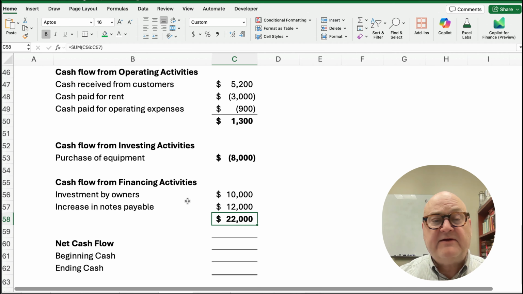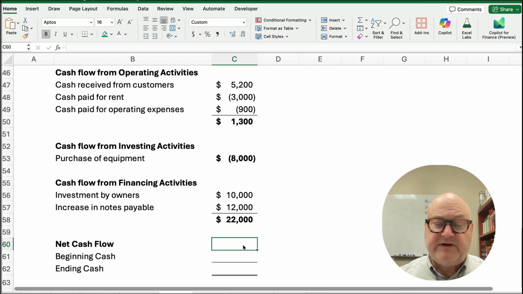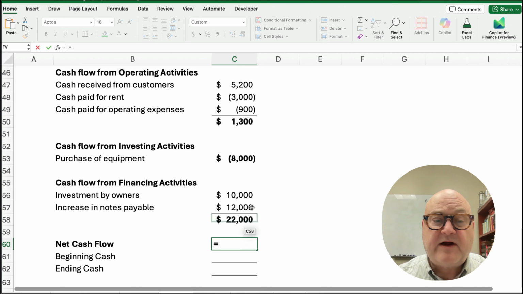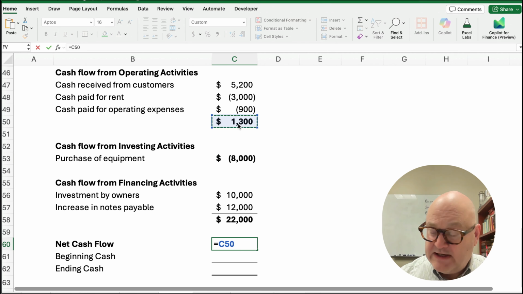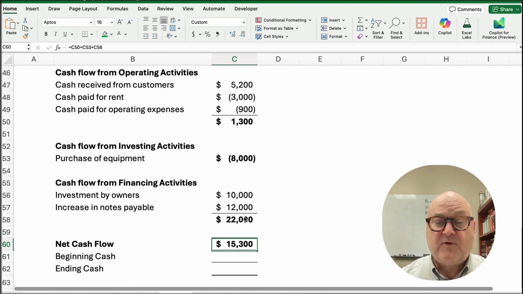So what we have is, we have operating activities, we have investing activities, and financing activities. So it splits up all the transactions into those three categories. So what was our net cash flow? $1,300 plus a negative $8,000 plus a positive $22,000. So therefore, our net cash flow is $15,300.